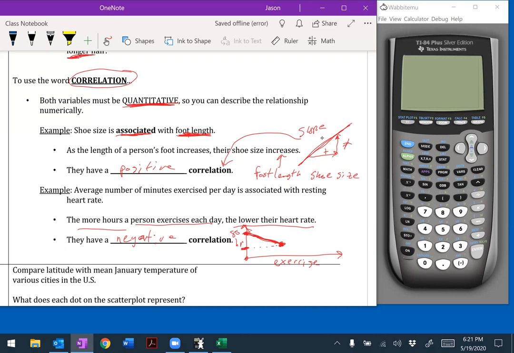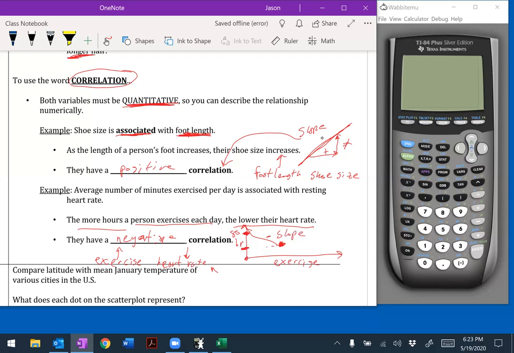So this is a negative trend. Why? Because as I go over in the positive direction, I'm going down in the negative. So over positive, down negative, and so the slope here. As exercise increases, heart rate decreases, right? So it's an opposite relationship. We call this an inverse relationship. As one goes up, the other goes down. And so if it's a negative correlation, then it's a negative slope. The slope of this line is a negative slope.